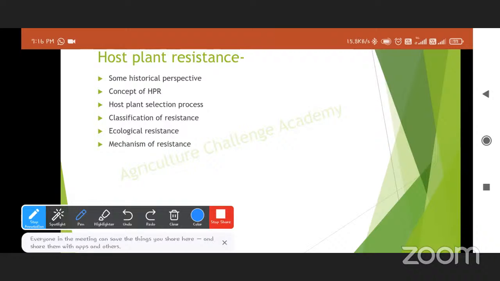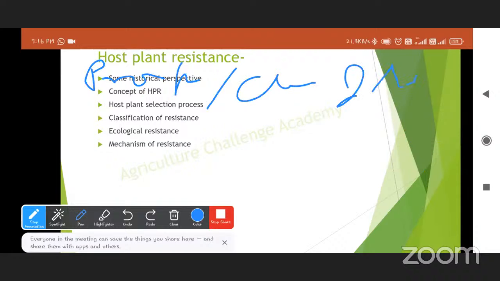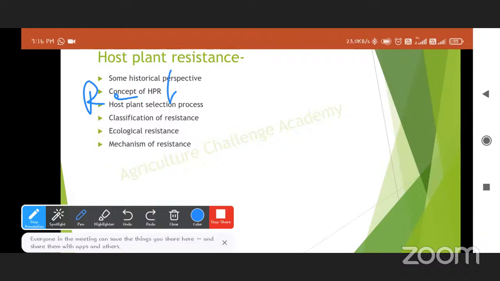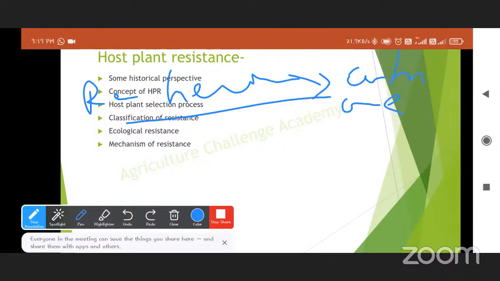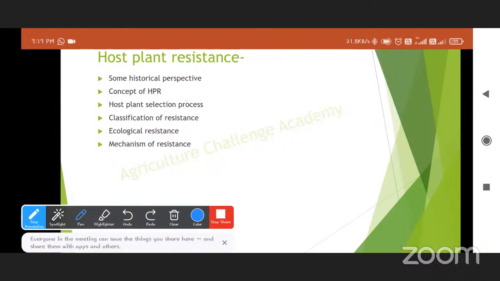Next, what are the properties or characteristics of resistance? There are 4 characteristics defined for resistance. First, resistance is heritable. All resistance mechanisms are controlled by one or more genes. These are heritable; they can be passed on to the progeny, to the next generation of the plants. Then the second characteristic is relative. Resistance is a relative term.